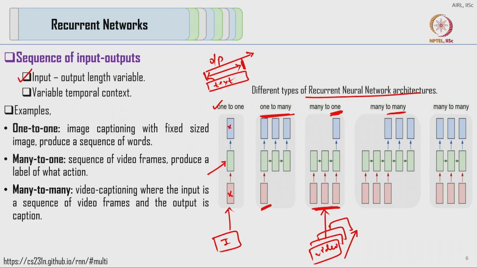We can also have a many to many relationship where we pass an input video and it generates an output text. And in this particular scenario, the temporal context of both the input and the output keeps changing. However, the task remains the same, which could be video captioning for a many to many case.